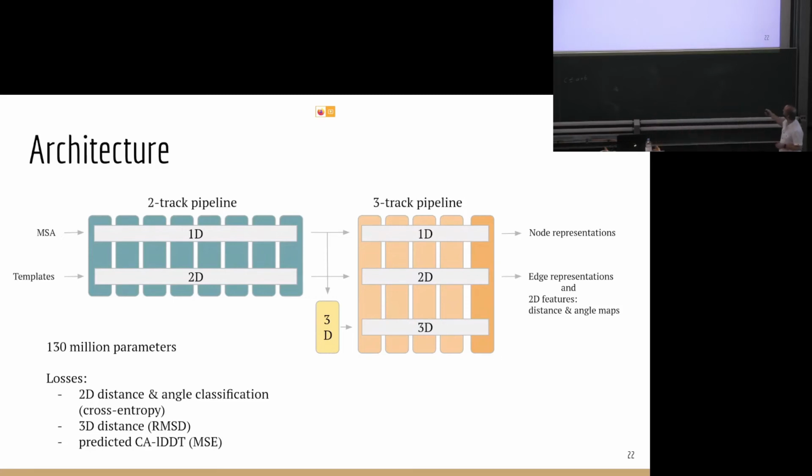So what comes out are a couple of different representations. We have 1D representations, but even more importantly, we have edge representations, like the 2D features. We have distances and angle maps. And this is a pretty big system. So it's in the same ballpark in terms of parameters as AlphaFold 2, with 130 million. And the loss functions used are pretty simple compared to AlphaFold 2. So it's 2D distance and angle classification with cross entropy. Then it's simply RMSD for the 3D distances. And we also have this predicted LDDT based on C alpha, just like AlphaFold 2 did, because that worked so well, and it also works pretty well for RosettaFold.